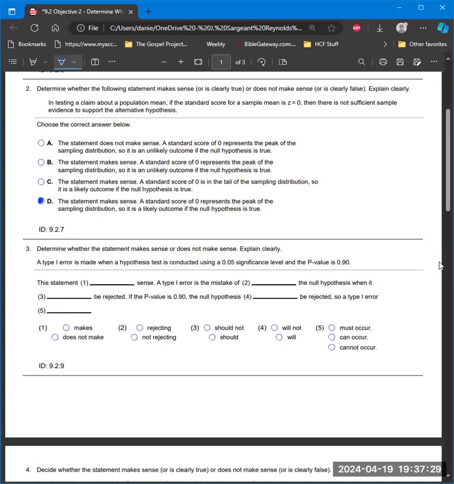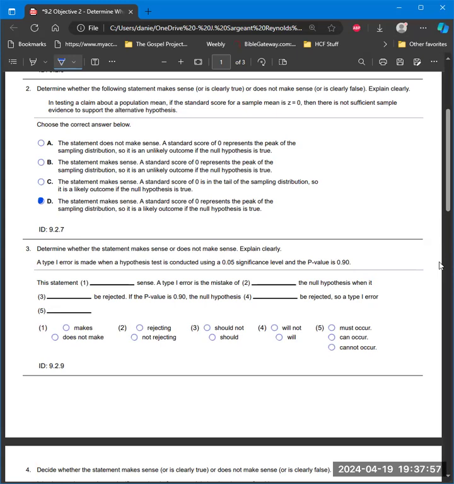We're not allowed to say the null hypothesis is true. We're just allowed to say that we can't prove that it's false, right? But we do not accept or try and say that the null hypothesis is true. We just try and prove that we think that it's false or that we don't have enough evidence to say that it's false.